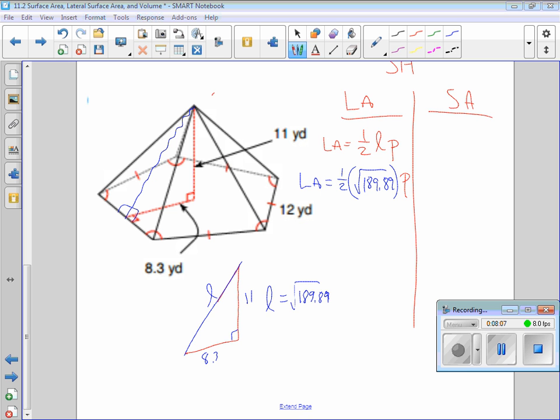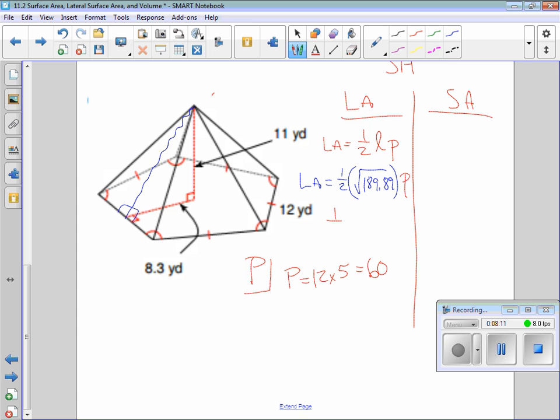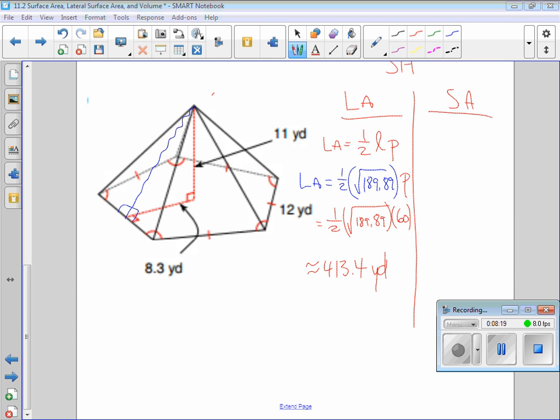So we just need to find the perimeter now. I find that to be 60. So finally, I have everything, and now I'm just going to put all that in my calculator and let it do the hard processing. If I did that right, I got 413.4 yards. So far that's incorrect. I don't have my correct units on there. I'm finding lateral area, that's area, the art of counting squares. So I need to make sure it's square yards.